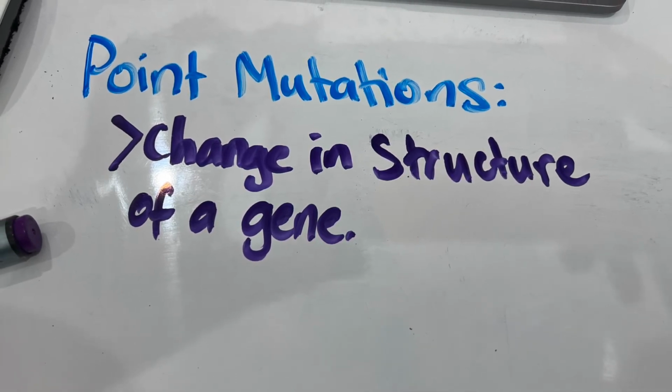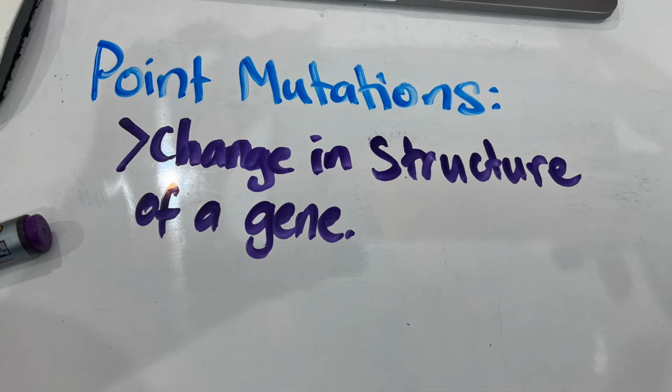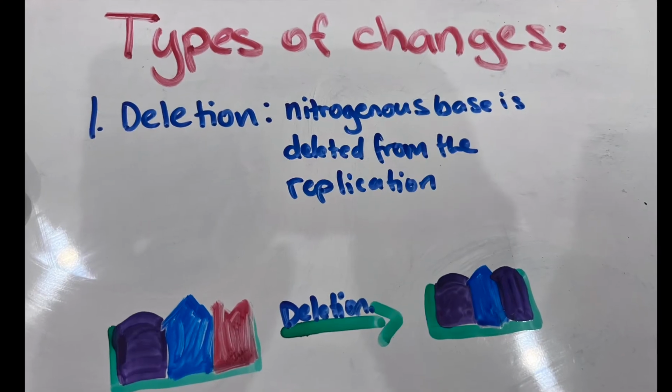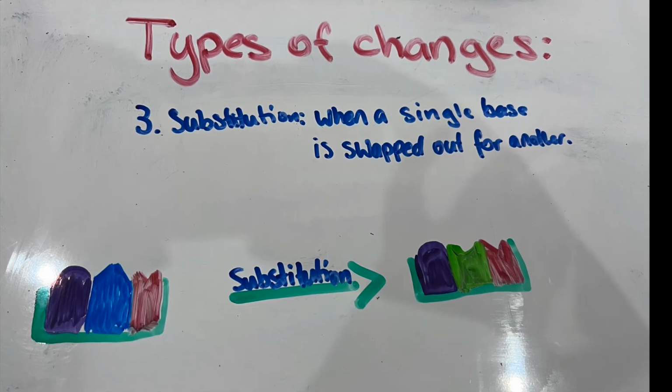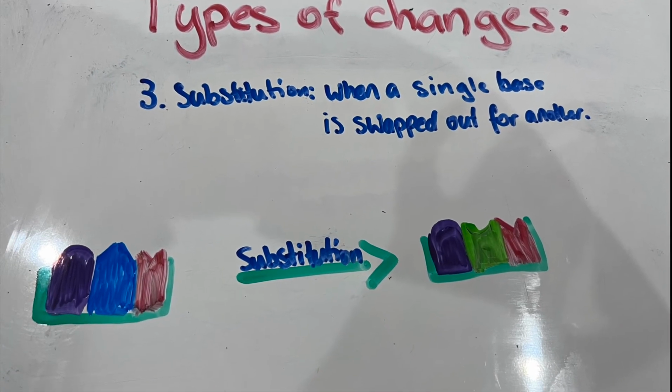as point mutations. Point mutations are changes in the structure of a gene. There are a few types of these changes that happen with a mutation: 1. Deletion, 2. Insertion, or 3. Substitution. An example of a mutation is sickle cell.